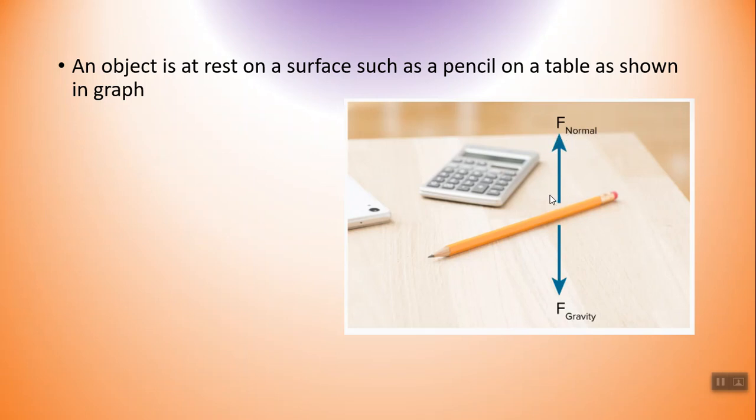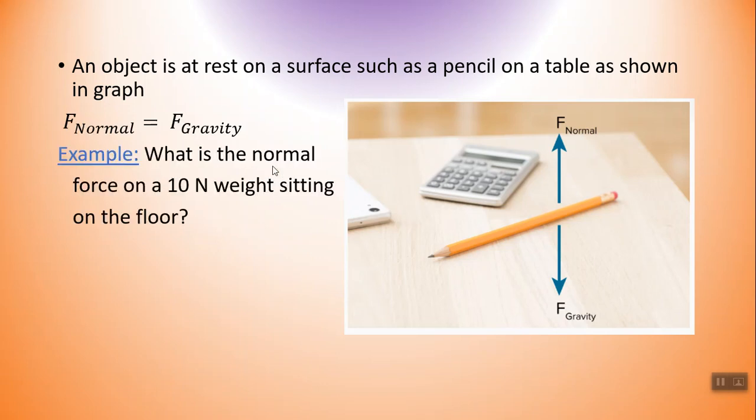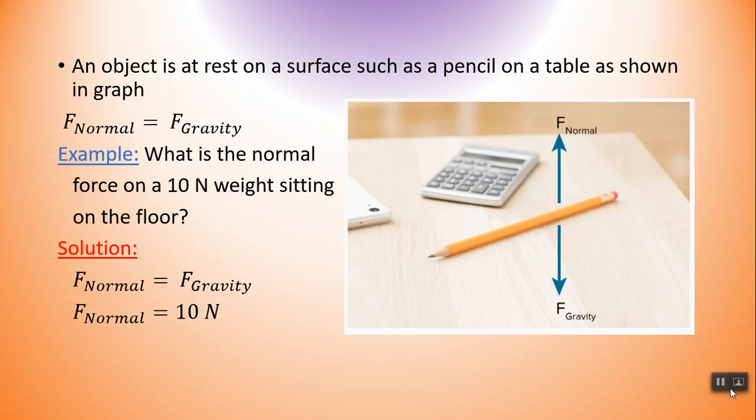And this is the basic idea of Newton's third law. For any action, there is a reaction in the opposite direction, but with the same magnitude. For example, what is the normal force on a 10 newton weight sitting on the floor? The idea for this example is that F normal must be equal to F gravity, and with this meaning the F normal is equal to 10 newtons.